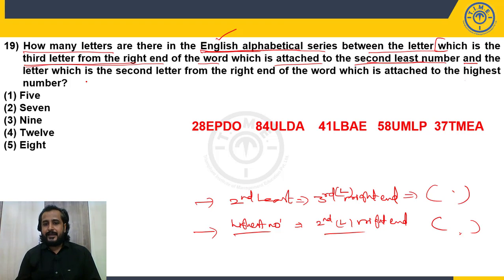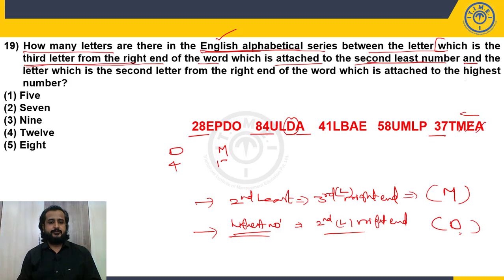Now what is the second least number among the given numbers? 28 is the least. Second least is 37. So third from the right end. So count it from the right end. First, second, third. So this is M. Next, highest number. What is the highest number? 84. Second from the right end. First, second, it is D. So between D and M, according to the English alphabet set, how many letters are there?